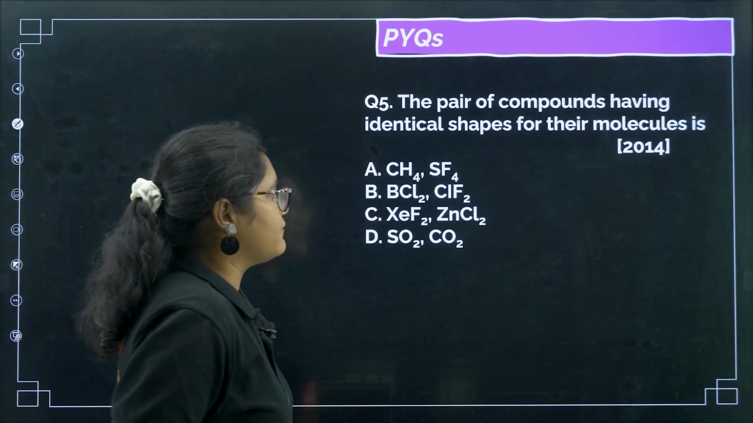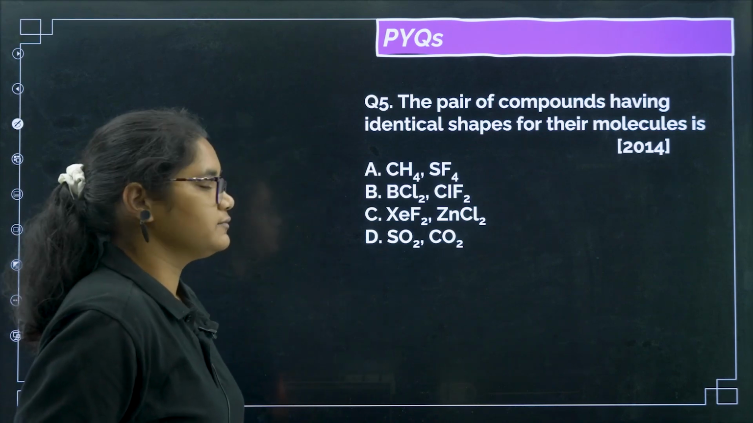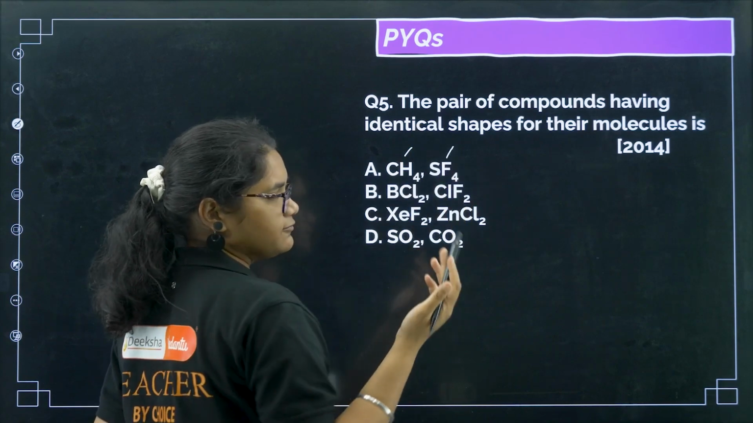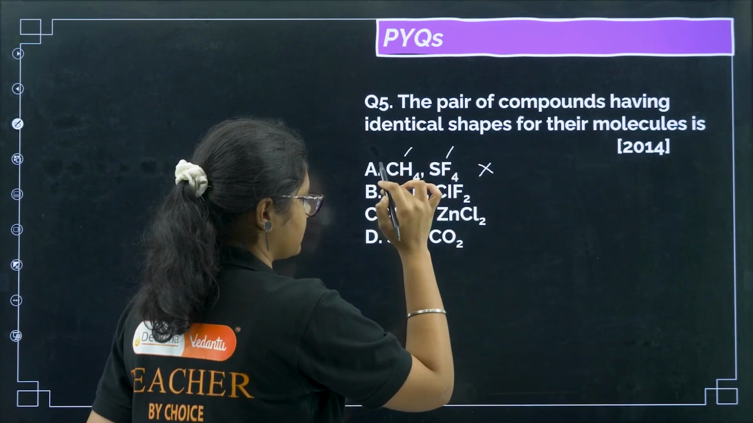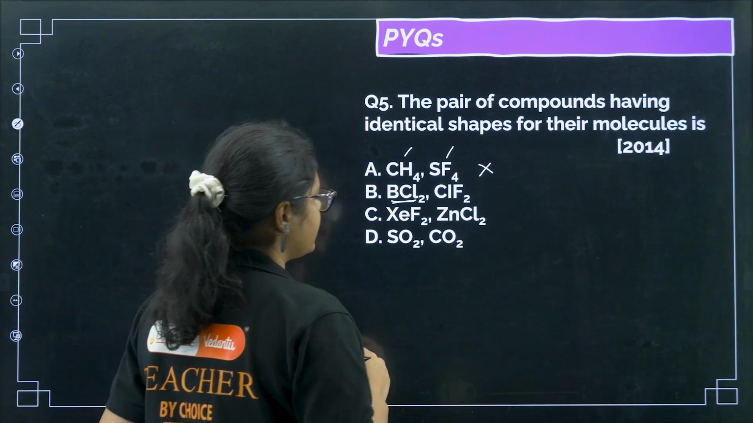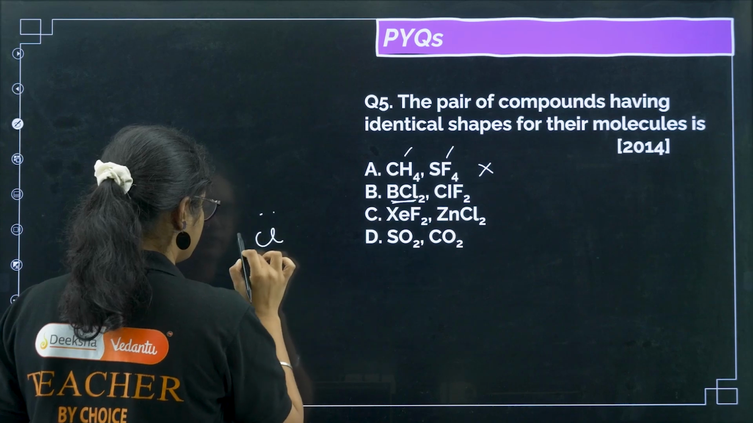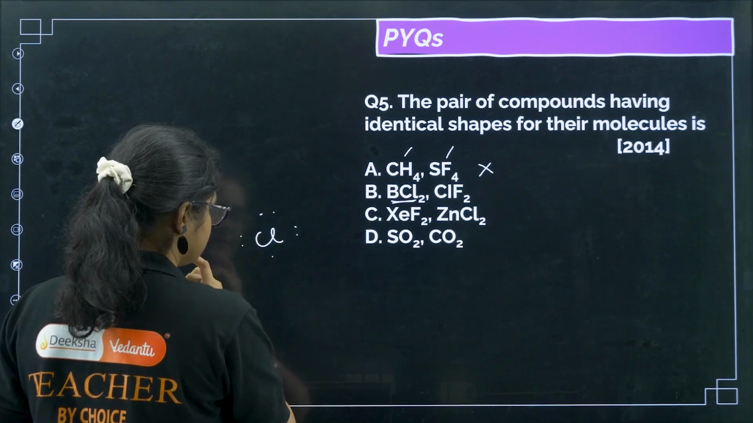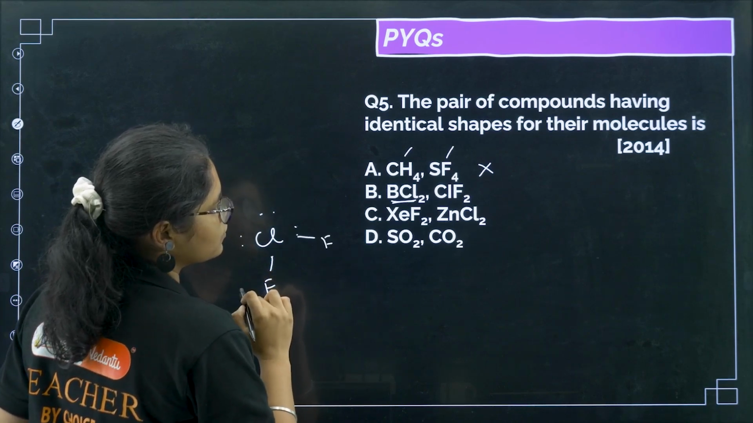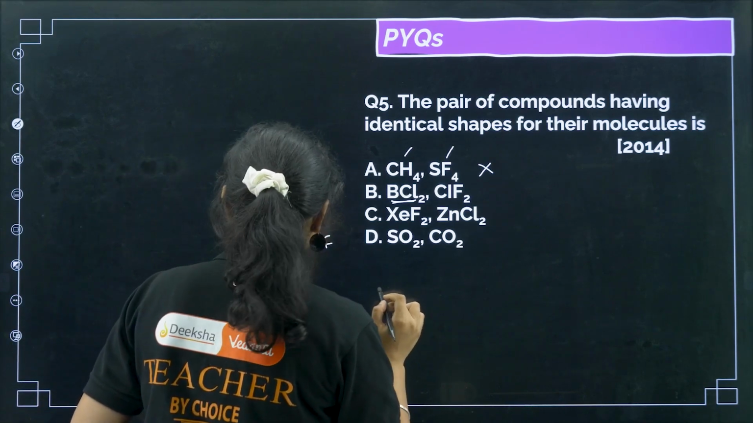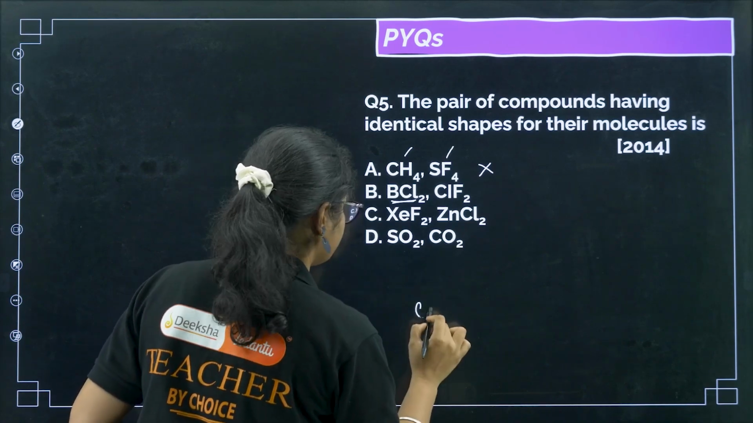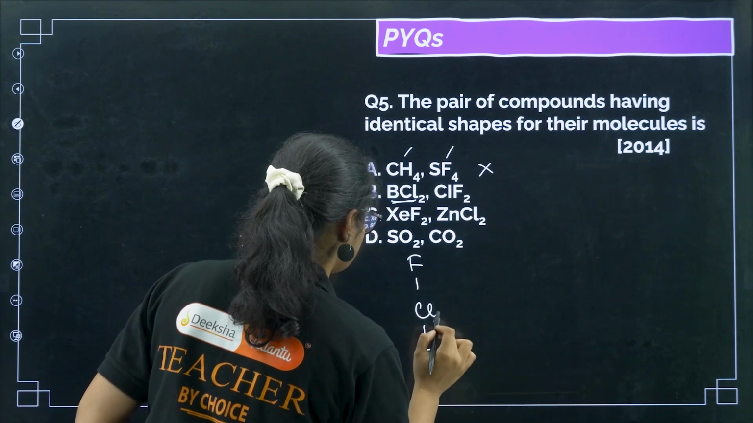Next, the pair of compound having identical shapes for their molecule is, we need identical shape. Okay, so if you remember, CH4 is tetrahedral, SF4 is seesaw, right? So we can eliminate this one. If you see next one, BCl2 will have bent shape, and ClF2, I have to remember, Cl has 7 electrons, right? Yes, and 2 is forming bonds with F, ClF2. Okay, so is it linear shape, right? Yeah, ClF2 is like this. This one will be linear.